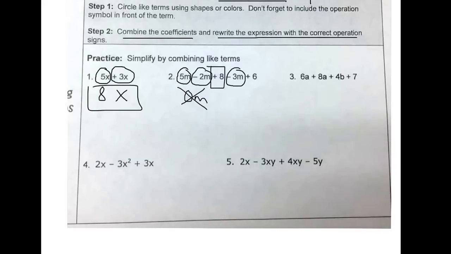Then I'm going to do a rectangle around these. Positive 8 and 6 is positive 14, and that's my answer.